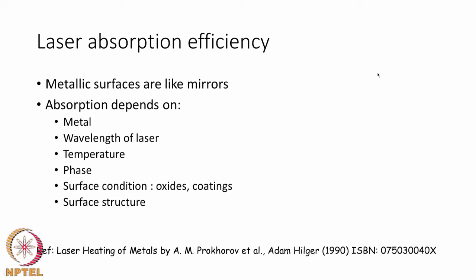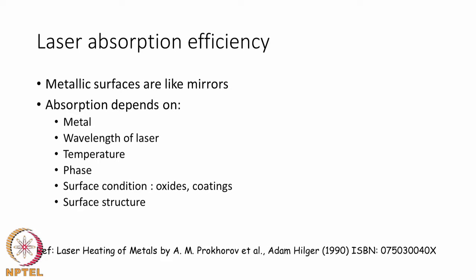For the lasers, the absorption efficiency is going to be very tedious. The reasons are as follows. First of all, most of the lasers are very inefficient in transferring the heat to metallic materials. The reason being that metallic surfaces are like mirrors, they reflect light very easily.